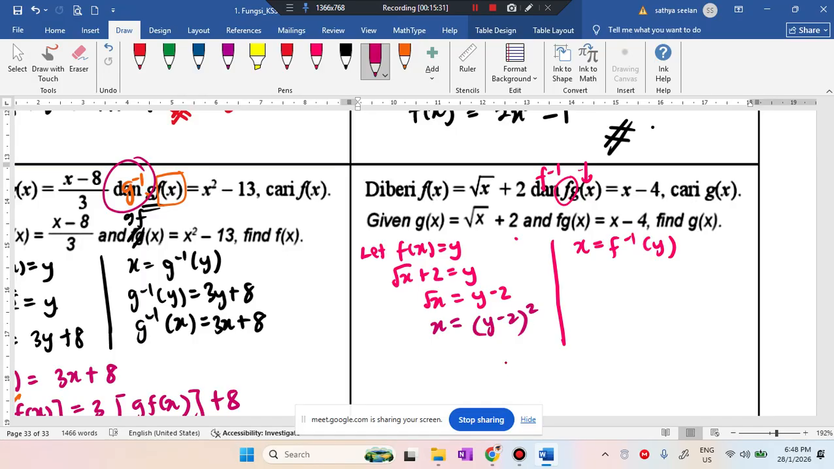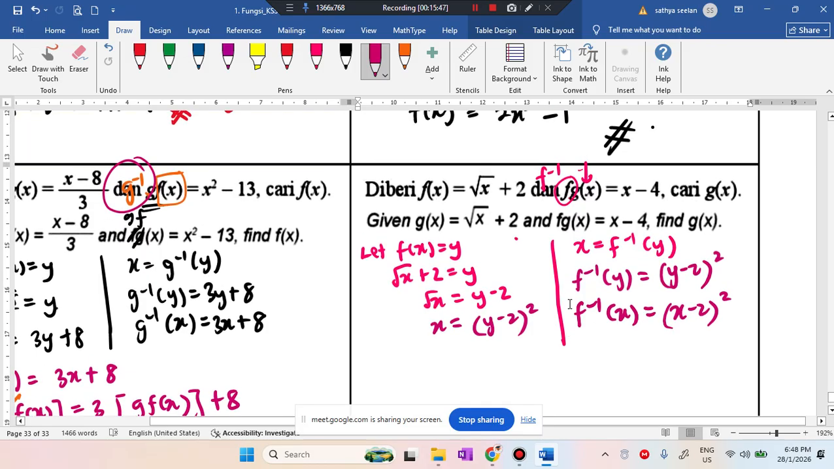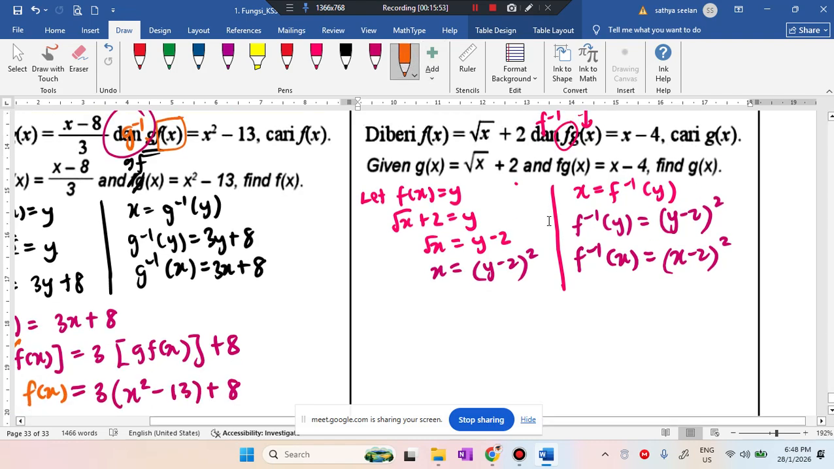Because somehow you will expand. Okay? Yeah, right. So, never mind. Kita expand dekat sini je lah. Okay? Or you want to expand here? Can lah. Nanti you kena ganti banyak kali. Sama je lah benda tu. So, dia jadi apa sekarang? X square minus 4x plus 4. Betul tak? F inverse X.